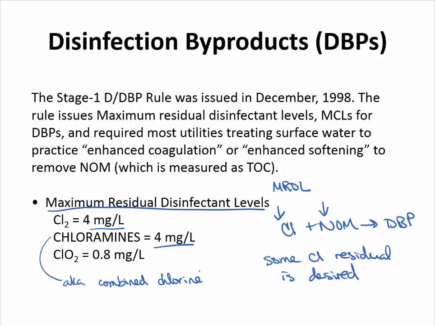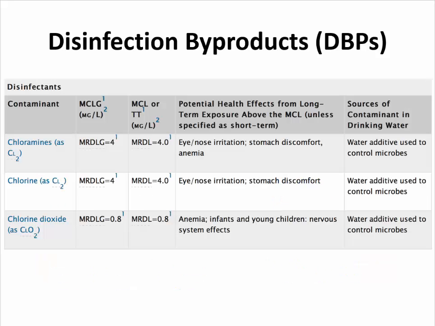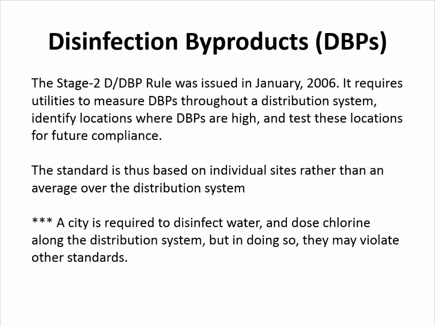We'll review this terminology again in the water treatment unit. If you look at the Safe Drinking Water Act table, you'll see here that chloramines, chlorine, and chlorine dioxide have a maximum residual disinfectant level goal and an actionable limit of 4 milligrams per liter. A utility is required to sample throughout the distribution system and locate areas with high disinfection byproduct formation. There is definitely a balancing act a city must perform in terms of disinfecting and removing pathogens or microbials and preventing the formation of disinfection byproducts.